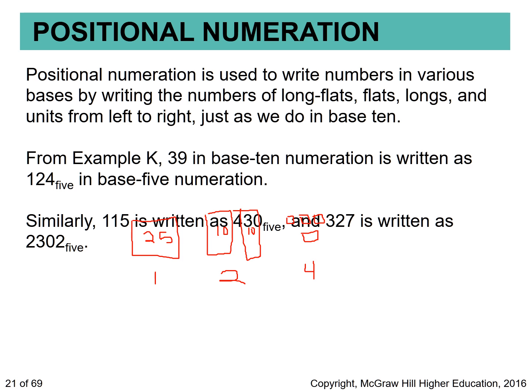Sorry, I've got this messed up, but I don't want to have to record this. So if we take 115 like we just saw, where we had 2 long flats, 3 flats, 0 longs, 2 units. Now notice in both of these we say what the base is. If the base is 10, we don't have to write the base because that's our common base. But if it's any other thing, you have to tell what base it is, or you don't know really how many units that consists of.